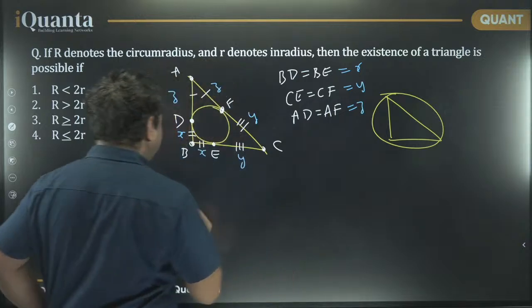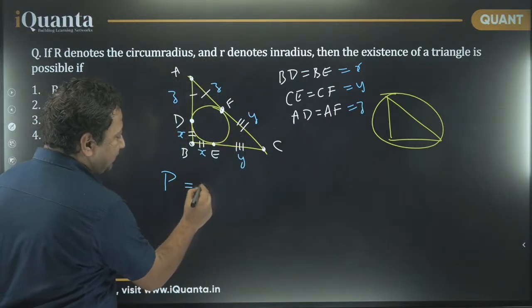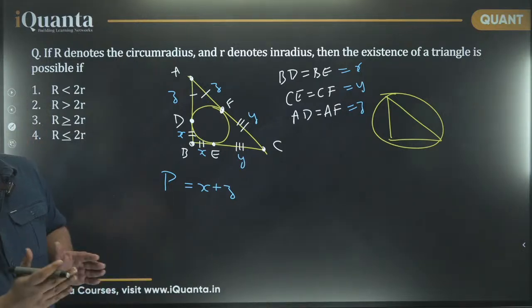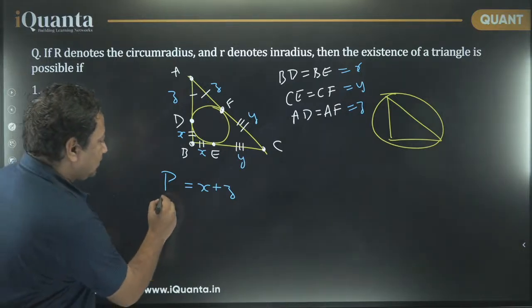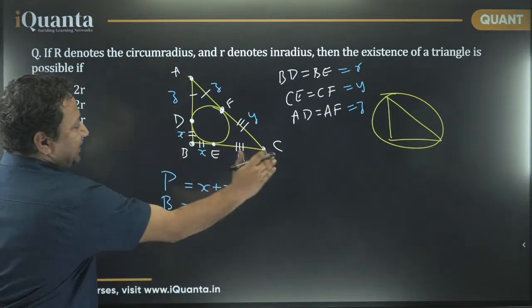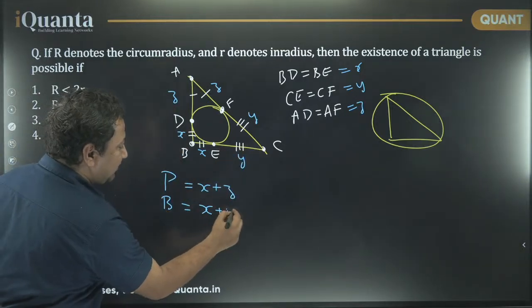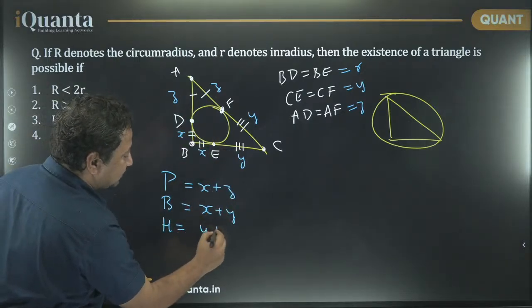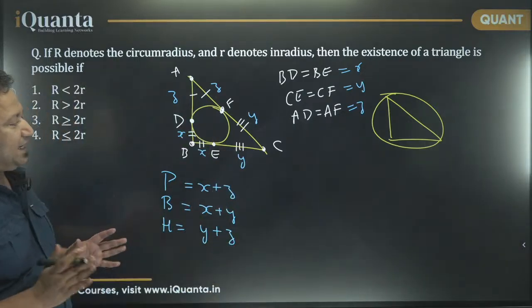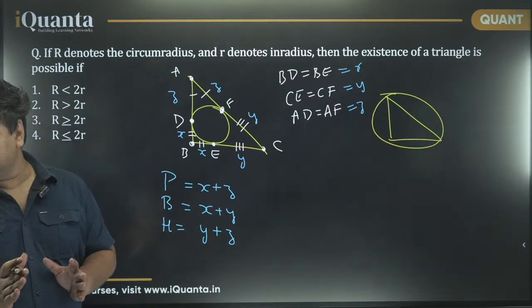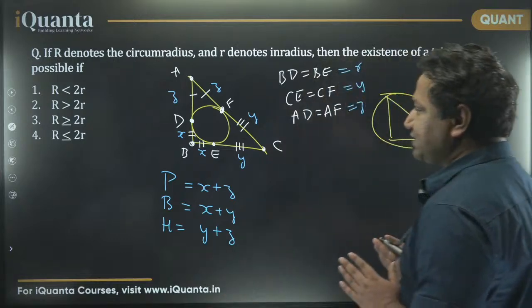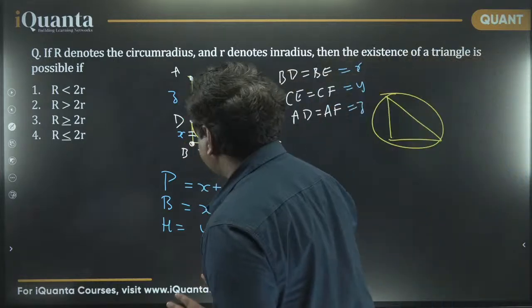So tell me something. Can I say the perpendicular is equal to X plus Z? Yes or no? Can I say that? Perpendicular is equal to X plus Z. Base, this is base, is equal to X plus Y, and the hypotenuse is equal to Y plus Z. Is that right, everyone? Yes, that is.